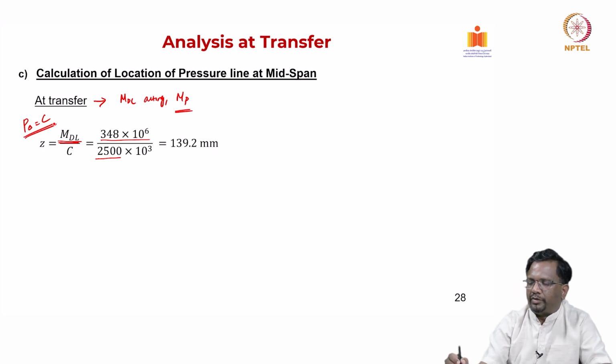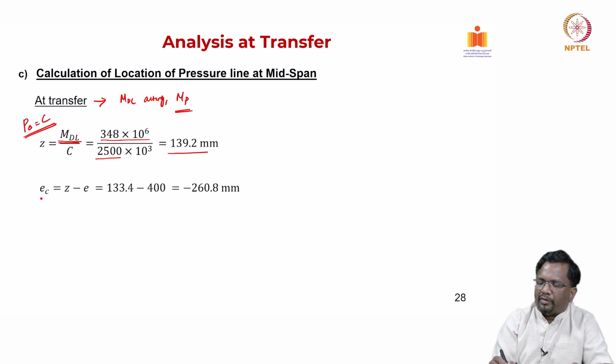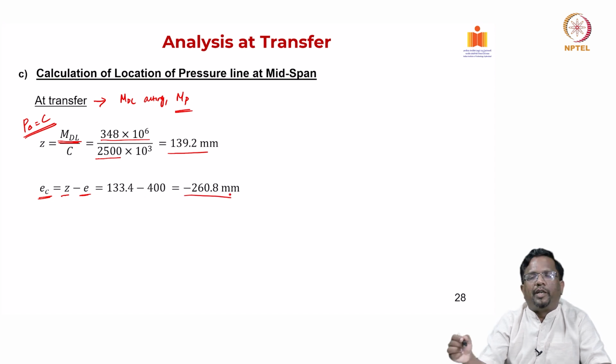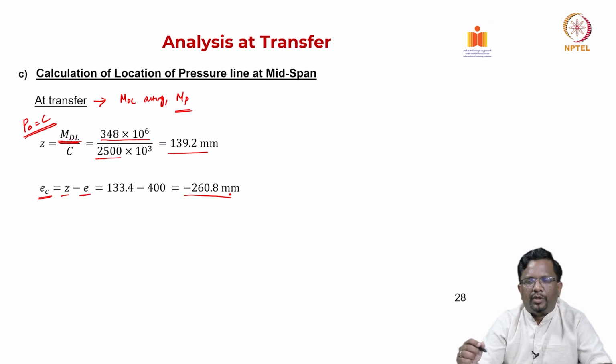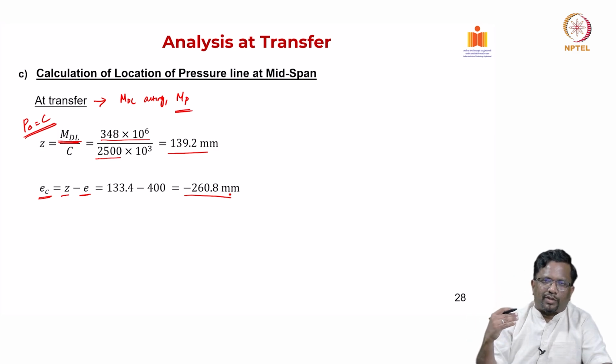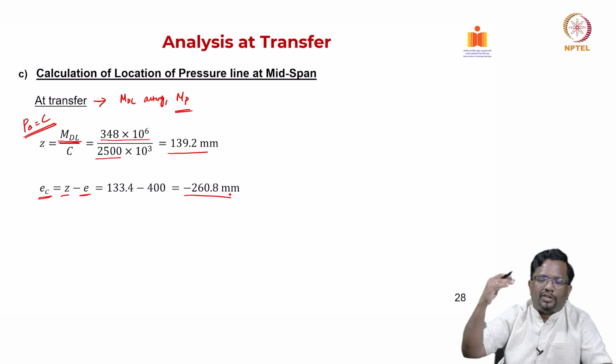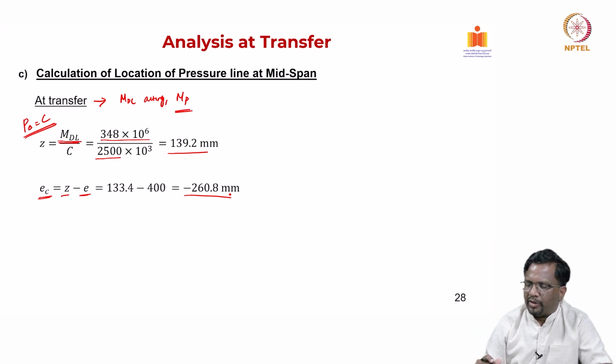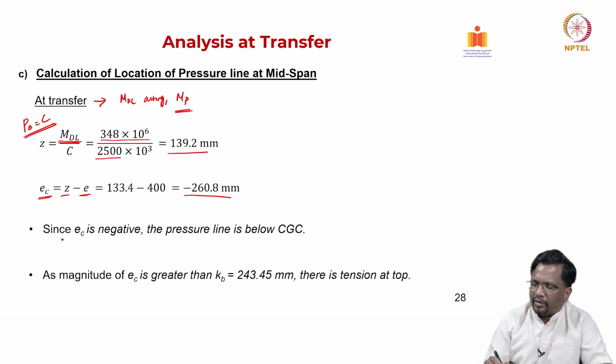So, it is this. So, you see that the lever arm is 139.2 millimeter, and if you calculate your EC, it is nothing but lever arm minus the eccentricity, and eccentricity is 400, you get a negative value of EC. That means what? EC is below the CGC of the cross section. The eccentricity of compression force is still below the CG of the concrete area. So, it is still not moved up. So, it is still below the neutral axis, we can say. So, EC is negative. So, the pressure line is going to be below CGC.